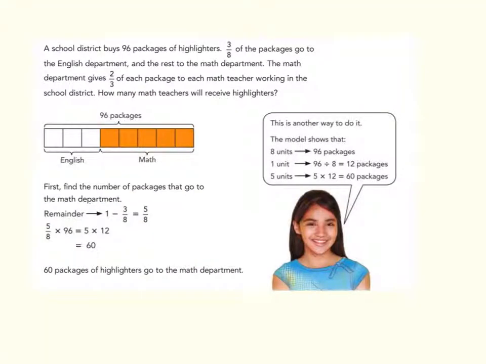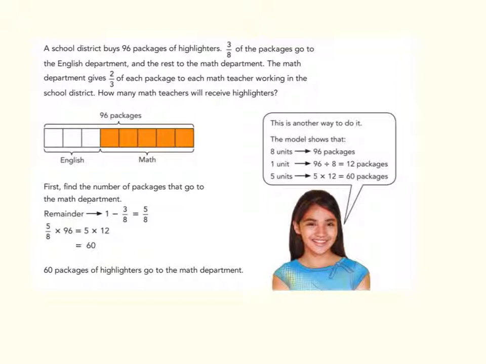We'll finish up today's lesson with one last idea, and that is that we can divide a whole number by a fraction to solve multi-step problems. Let's work through this example together. A school district buys 96 packages of highlighters. 3/8 of the packages go to the English department, and the rest to the math department. The math department then gives 2/3 of each package to each math teacher working in the school district. How many math teachers will receive highlighters?